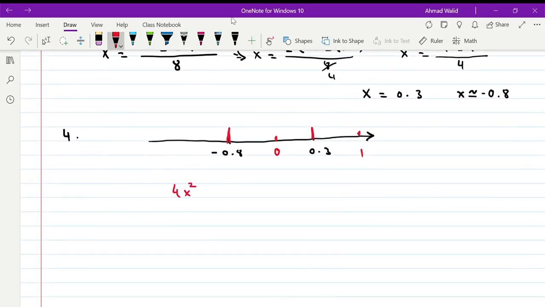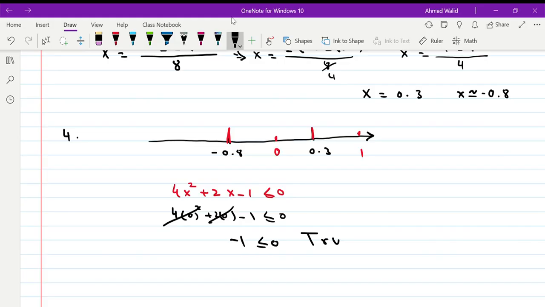4x squared plus 2x minus 1 less than or equal to 0, and I'll plug 0 here. Then it will be 4 times 0 squared plus 2 times 0 minus 1 less than or equal to 0. This part becomes 0, this part becomes 0. Negative 1 less than or equal to 0. True or false? Of course, it's a true statement. Correct? If it's a true statement, immediately I know where my solution is.